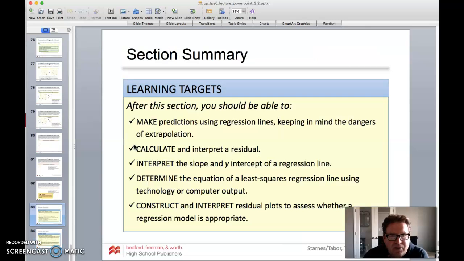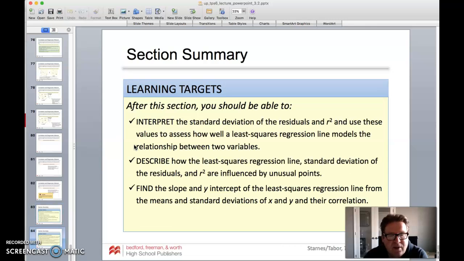All right, so look at all the different things we've learned. We've had 4 different sections here. Again, make predictions using regression lines, keeping in mind the dangers. We should be able to calculate and interpret a residual, get the slope and y-intercept of a regression line and interpret them, and determine the equation of a least squares regression line using technology. We should be able to construct and interpret residual plots and see whether or not that regression model is appropriate. We shouldn't see any patterns.